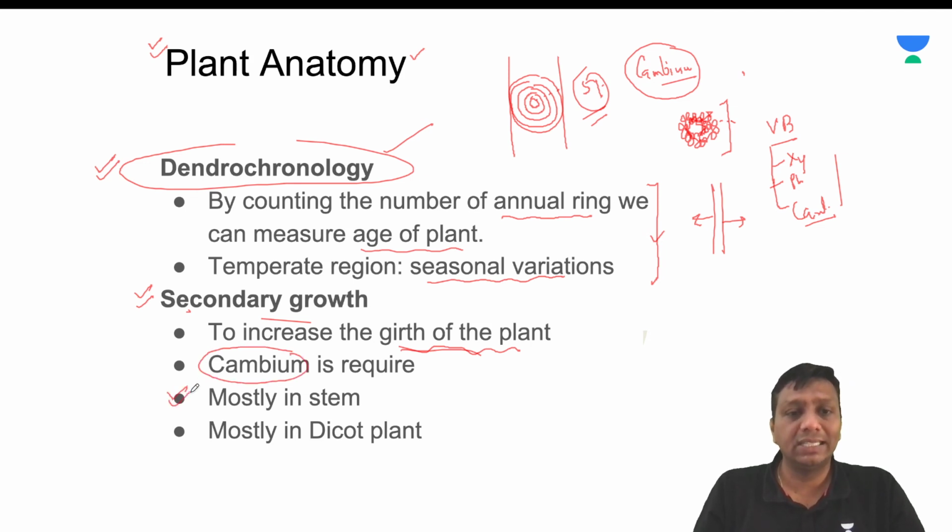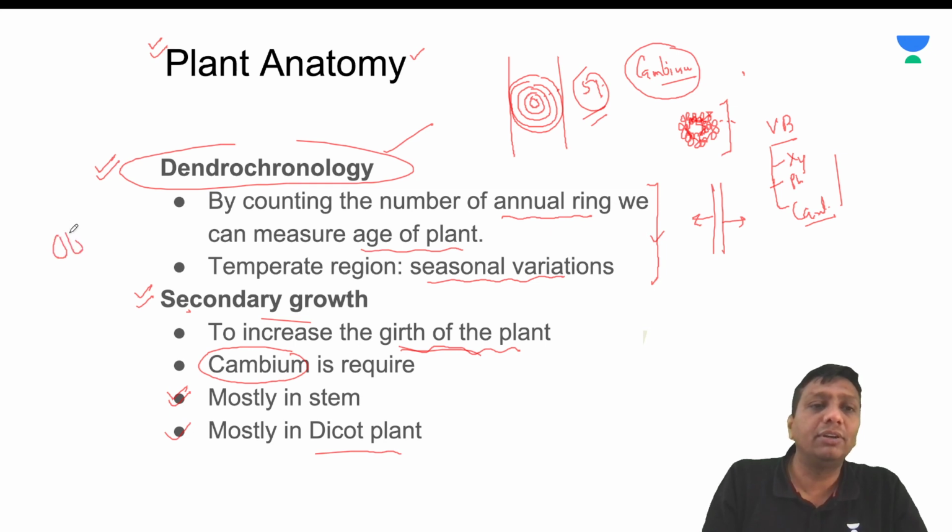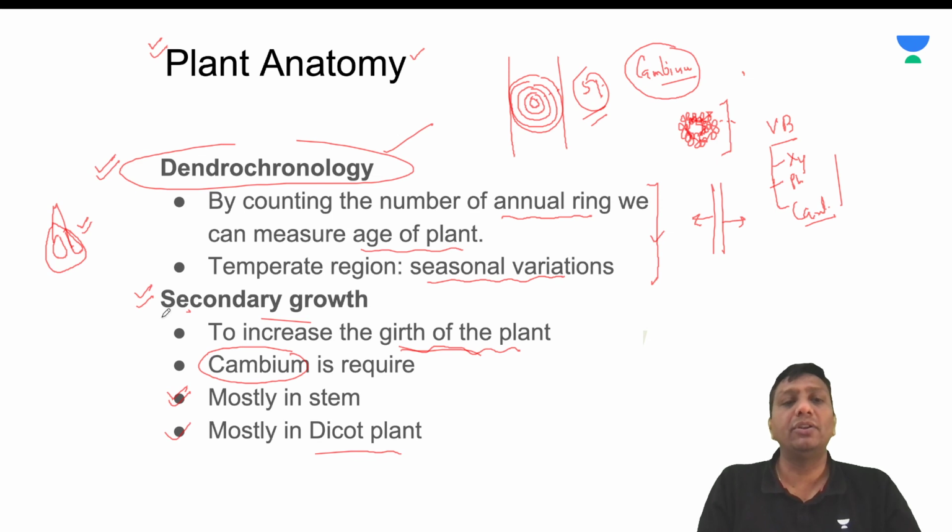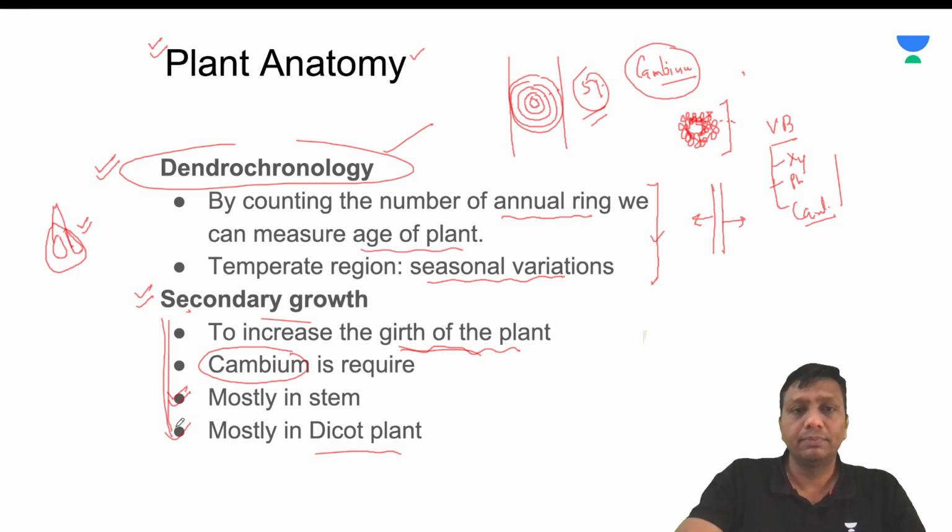It is mostly present in the stem, and in the dicot plant. Dicot plant means those seeds have 2 cotyledons. You see this type, 1 cotyledon, 2 cotyledons. In this type of plant you will see the presence of secondary growth.